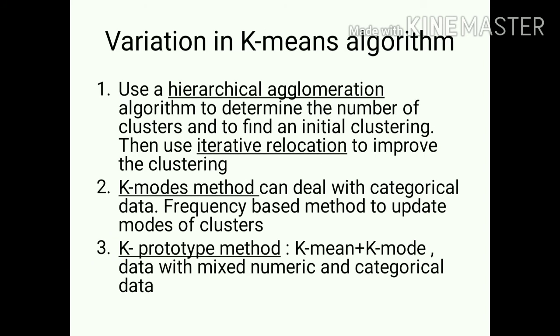So to apply the k-means algorithm to categorical data, there are different variations. The first variation is that the number of clusters and an initial clustering are identified by using a hierarchical agglomerative algorithm. After using this hierarchical agglomerative algorithm, we use iterative relocation to improve the clustering. So this is the first method. By using this, we can apply the k-means algorithm to categorical data also.